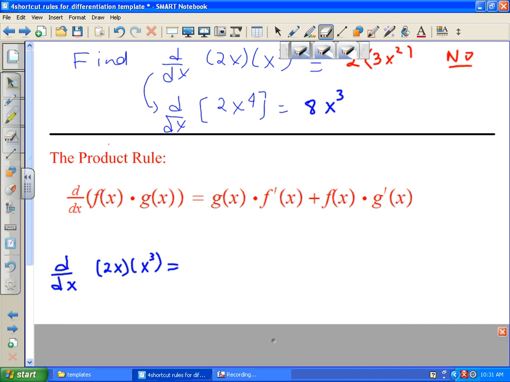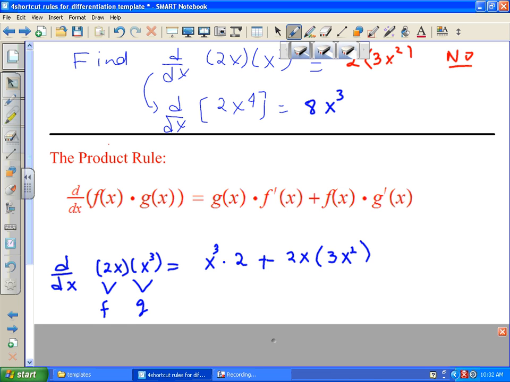So my f is the 2x function here, and my g is the x cubed function. Based on the rule we have given here, what should I be writing down right now? There's g of x, which is x cubed, times f prime. What is the derivative of the function f? 2, plus f of x times the derivative of the function g, which is 3x squared.